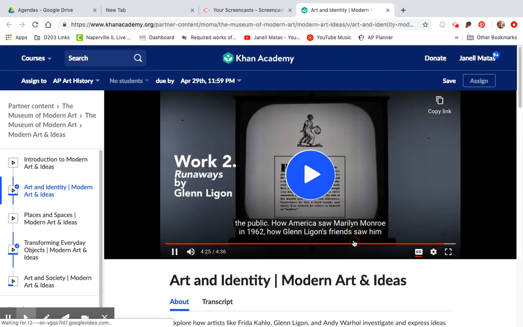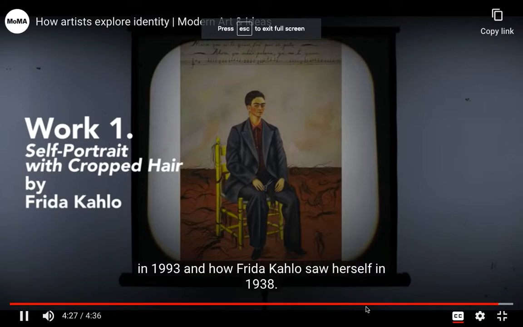I'm going to skip ahead here. 93, and how Frida Kahlo saw herself in 1938.